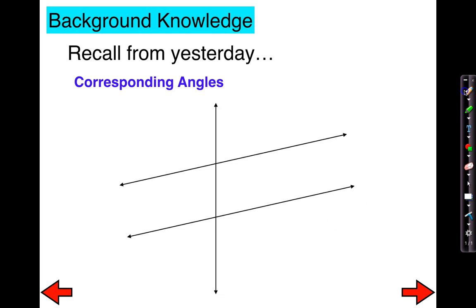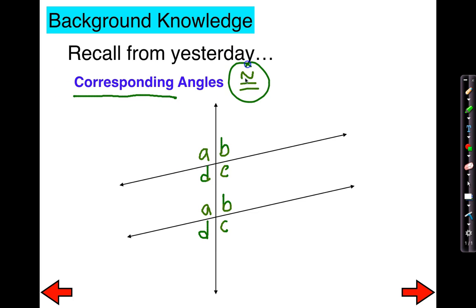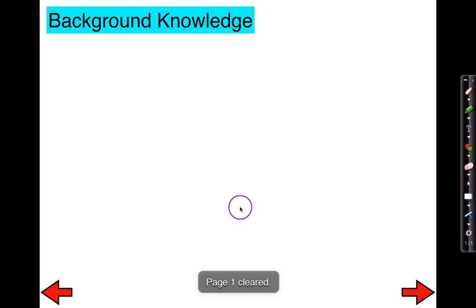Now what about corresponding angles? Again, I'm going to use letters to quickly show you which corresponds to which. So here we have A, B, C, D. I'm going to repeat that within this area here and put this as A, B, C, D. Here you can clearly see A corresponds to A, B corresponds to B, C corresponds to C, and D corresponds to D. Now, what's so important about corresponding angles? Well, corresponding angles are congruent, which means A is congruent to A, B is congruent to B, etc.